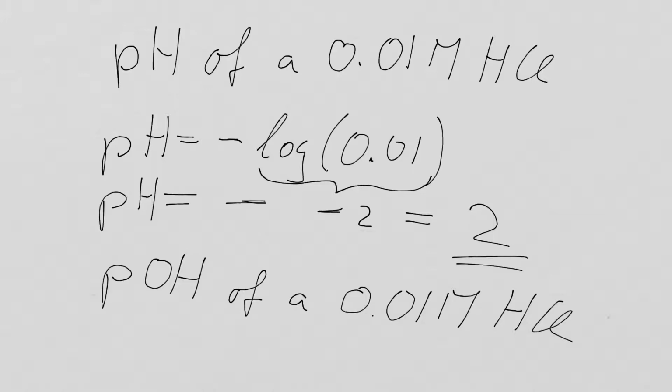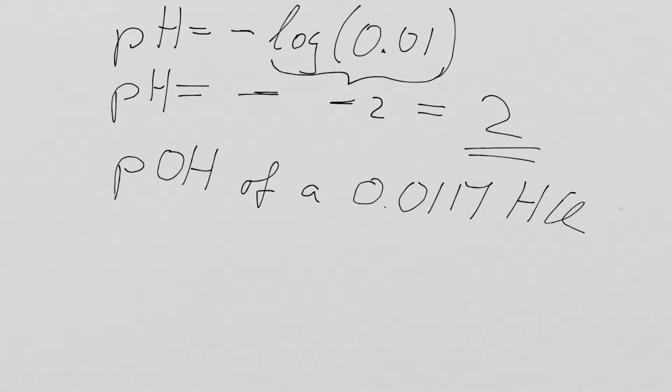Wait a moment. There's something a bit weird here, isn't there? Hydrochloric acid is an acid. The name is a clue. So it produces protons. What about the OH minus? Are there any OH minus? So why does he want me to calculate a pOH? Is that even possible? Of course it is possible.